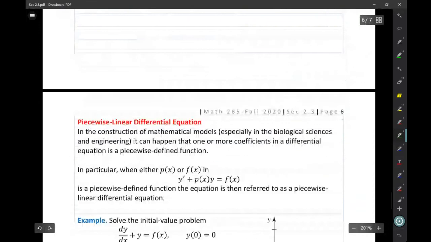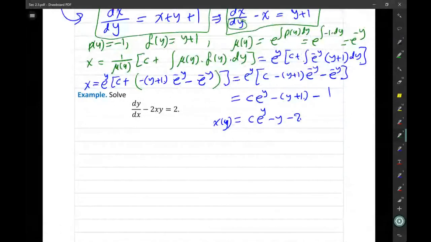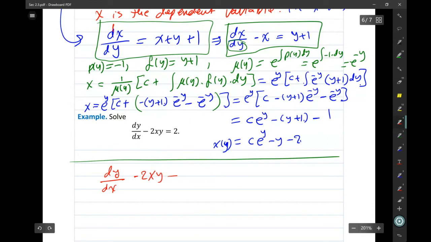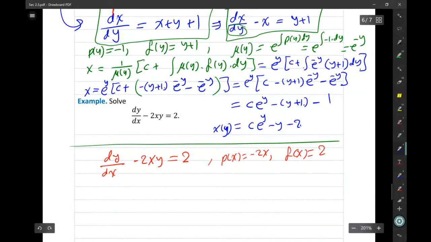Okay, let's see the next example. It says solve dy by dx minus 2xy is equal to 2x. Now it is written in the standard form. Here the function p of x is equal to minus 2x, and f of x is equal to 2x. So directly find mu of x, which becomes e to the power integral minus 2x dx, which is e to the power minus x squared.